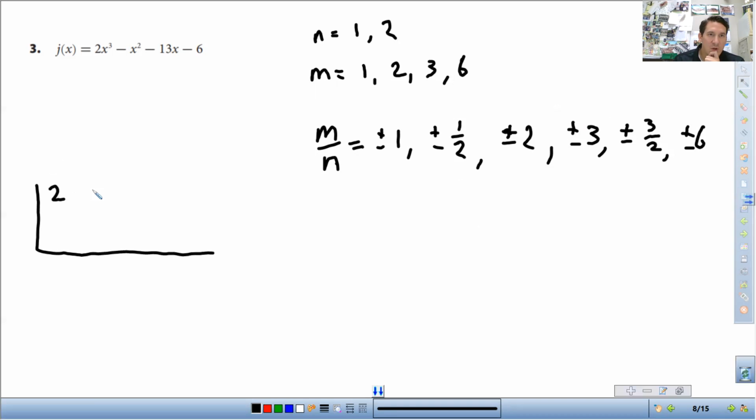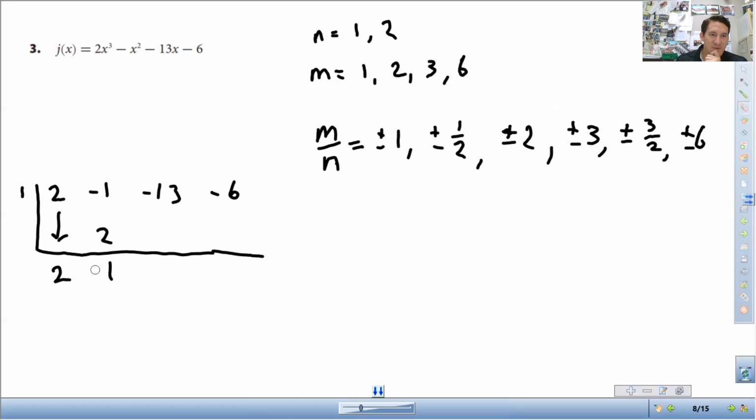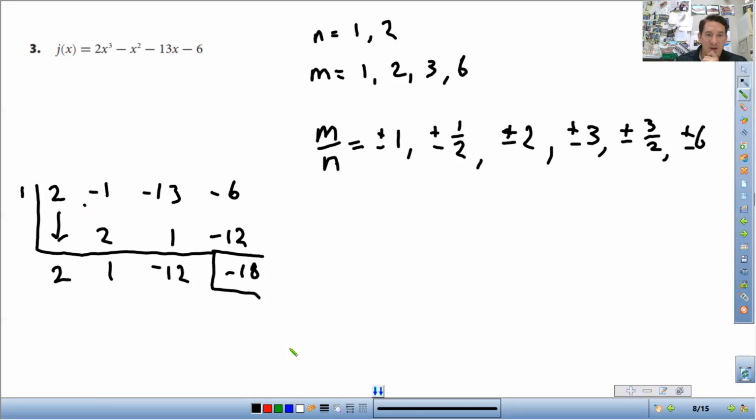So 2, negative 1, negative 13, negative 6. We'll just start with positive 1. Bring down the 2. 2 times 1 is 2. Negative 1 plus 2, you get positive 1. 1 times 1 is 1. You get negative 12. Times 1 is negative 12. That's negative 18. It has a remainder, so not a solution. Test out the next one.